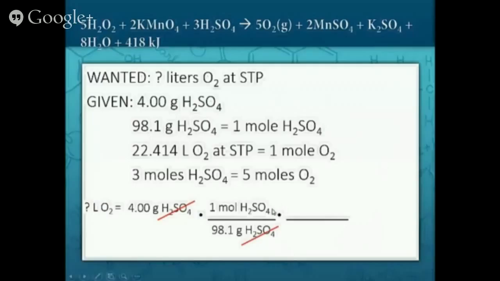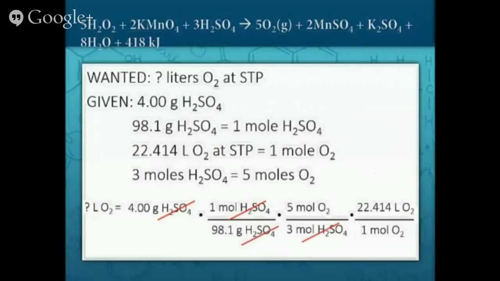Now we're going to convert moles of sulfuric acid to moles of oxygen. And we know that in our balanced equation, 3 moles of sulfuric acid is equal to 5 moles of oxygen. We put the moles of sulfuric acid in the denominator to cancel out the moles of sulfuric acid in the numerator. And now that we have moles of oxygen, we want to convert that to liters of oxygen. And we know that 1 mole of oxygen at STP has a volume of 22.414 liters. We put 1 mole of oxygen in the denominator, which is equal to 22.414 liters in the numerator, and the units moles of oxygen cancel out. We multiply the numerators together and divide by the denominators, and our answer in 3 significant figures is 1.52 liters of oxygen.